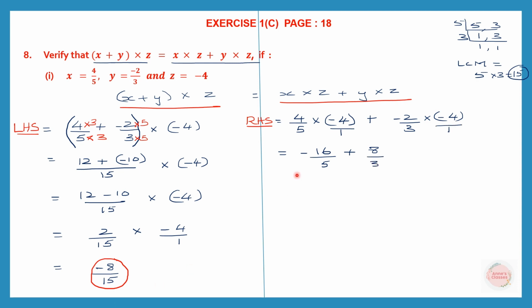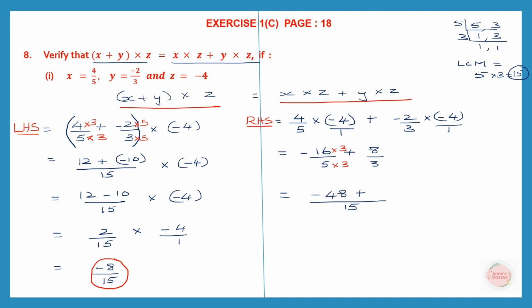Now let's look at these two rational numbers. We have to add them up. Denominators are different. We have to find the LCM of the denominators, which is already found here, and it is 15. So let's use that. So this is 15. And let's look at the first rational number. Minus 16 by 5. 5 into 3 is 15. So multiply minus 16 into 3, which is minus 48.